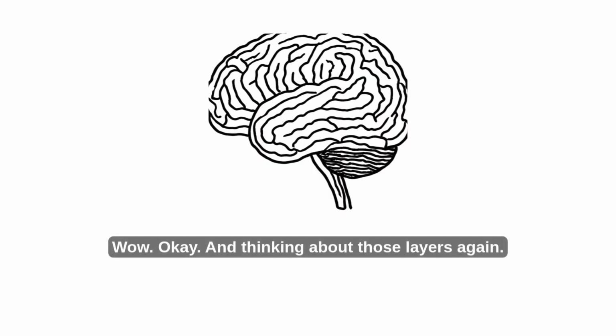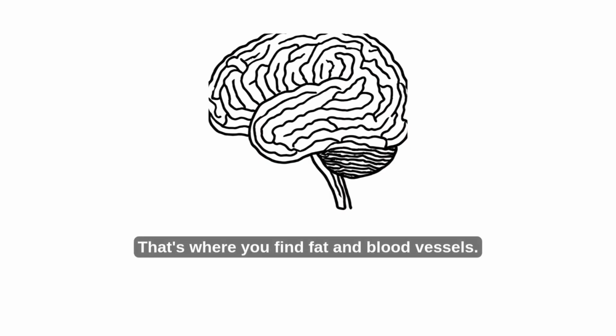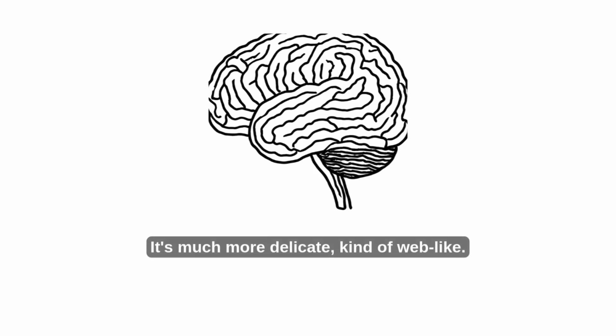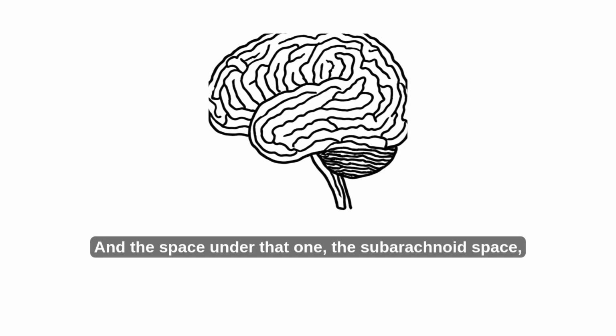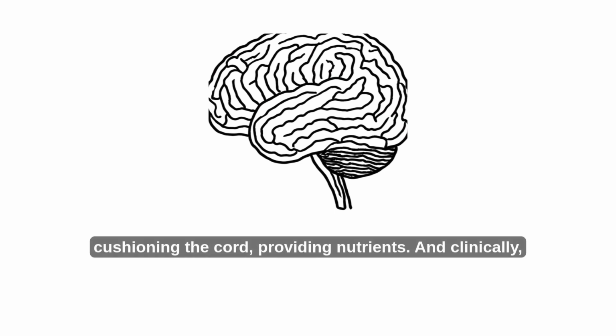Wow. Okay. And thinking about those layers again, just outside the dura, you have the epidural space. That's where you find fat and blood vessels. Right, where epidural injections go. And then deep to the dura, tucked underneath, is the arachnoid mater. It's much more delicate, kind of web-like. And the space under that one, the subarachnoid space, that's where the cerebrospinal fluid, the CSF, hangs out? That's the spot. CSF circulates there, cushioning the cord, providing nutrients.